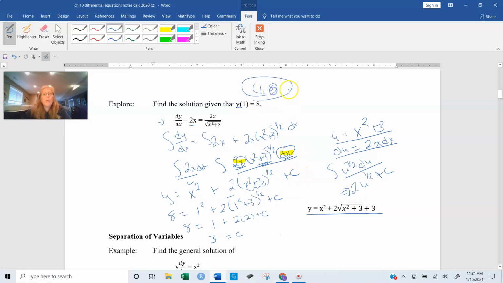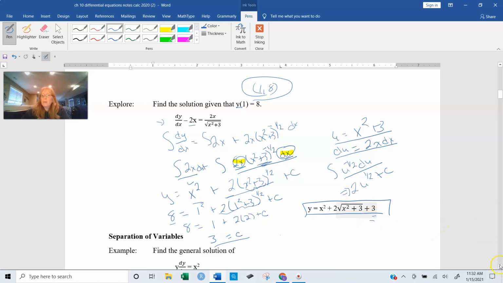Now we need to plug in our point, which is 1 and 8. So 8 equals 2 times 1 squared plus 3 to the 1/2 power plus c. Calculate the math, and we find out that c is 3, giving you your final equation of x squared plus 3, times 2, and you could have left this to the 1/2 or put it in the square root. I do not care, and c is the 3.